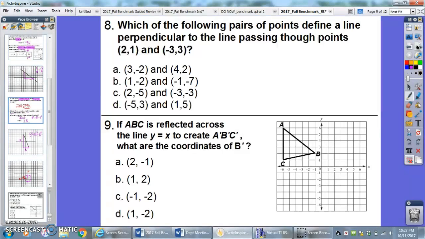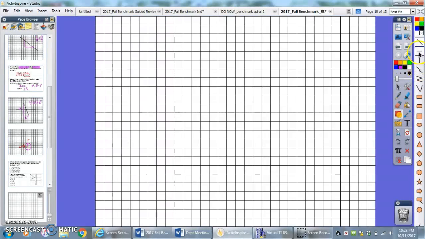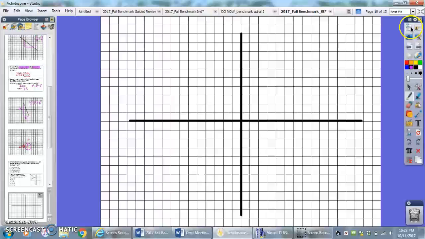We're moving on to number 8. Which of the following pairs of points define a line perpendicular to the line passing through the points 2, 1, -3, 3? So this one we are graphing, so let's just go ahead and get a new sheet of graph paper. Alright, it's a fairly simple question. The problem is that we're going to end up graphing several lines. You know, maybe the first answer choice is the right answer and we get lucky, but sometimes we do have to graph several lines to figure this out.